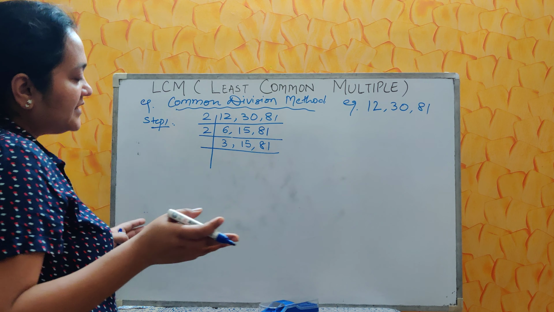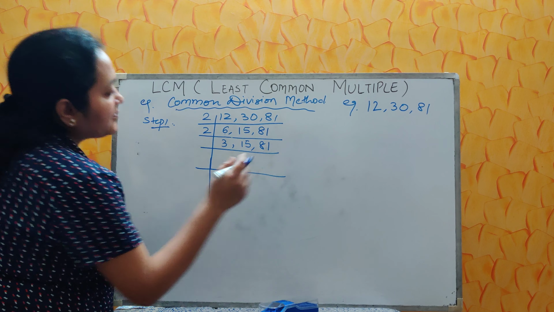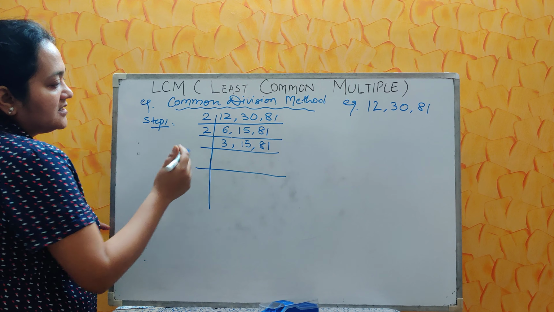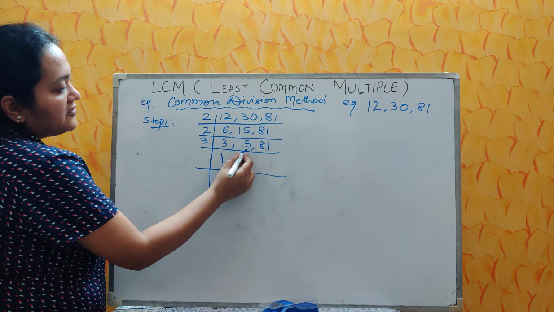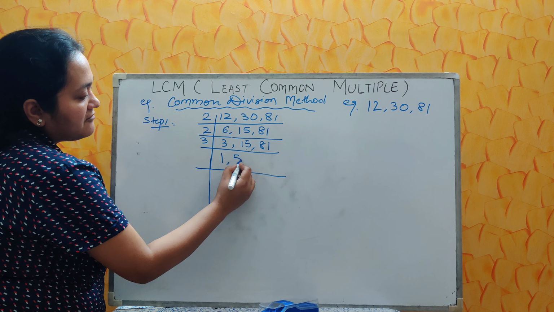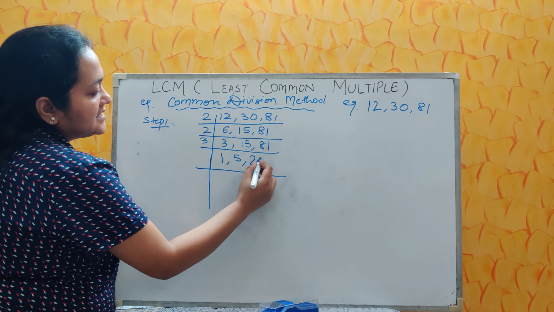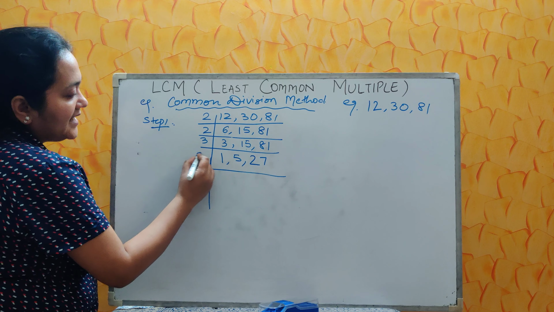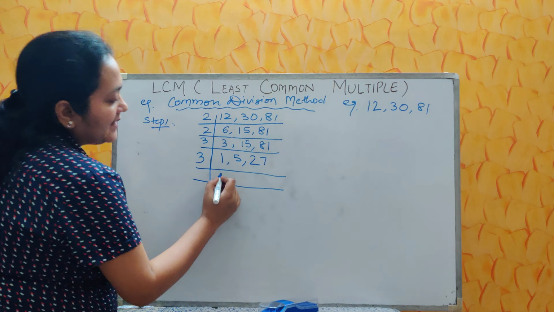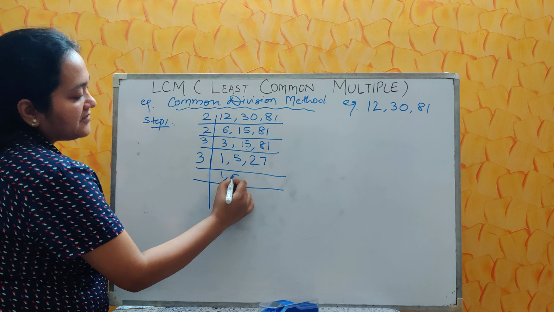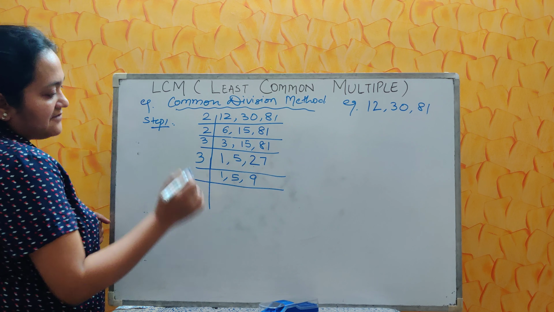Now there is no even number, so I'll go for the next higher prime number, which is 3. 3 divided by 3 is 1. 15 divided by 3 is 5. 81 divided by 3 is 27. Now again I can see that 27 is divisible by 3, so again I am going to divide it by 3. 5 will be carried forward. It will be 9. 3, 9, 27.